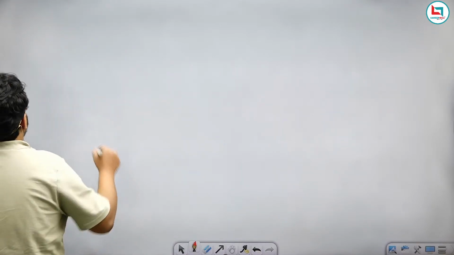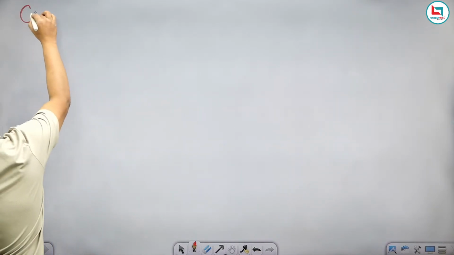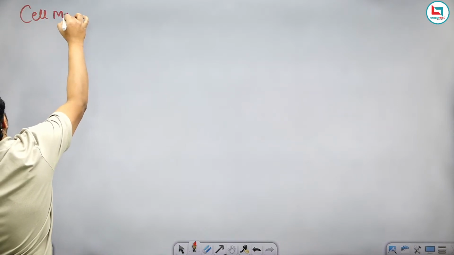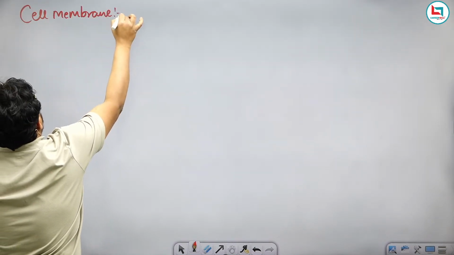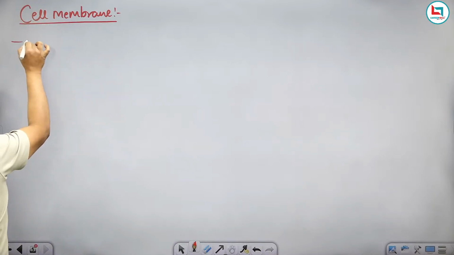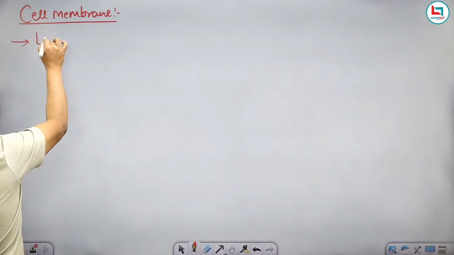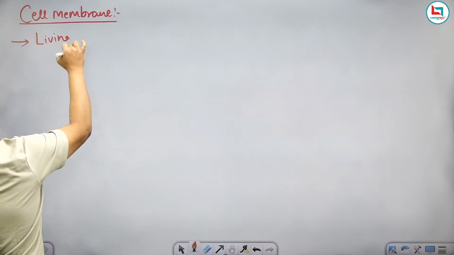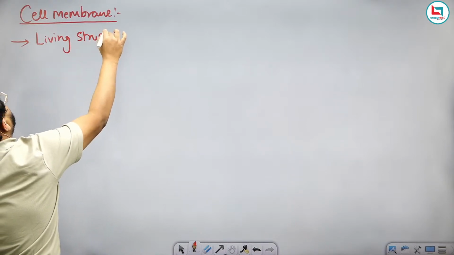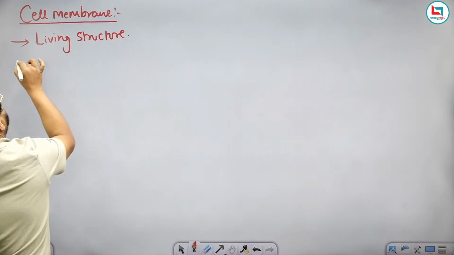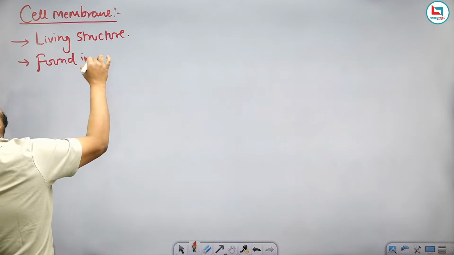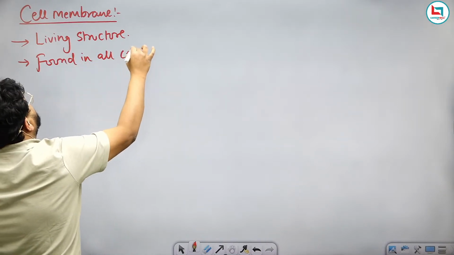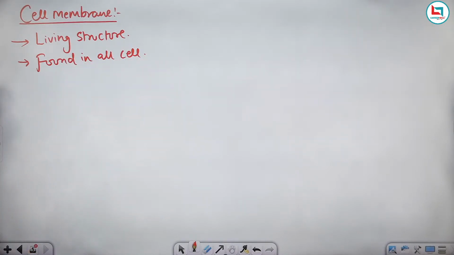Next thing, cell membrane. Cell membrane is a living structure and it is found in all cells. Whether it is prokaryotic, whether it is eukaryotic, doesn't matter. It is found in all cells.